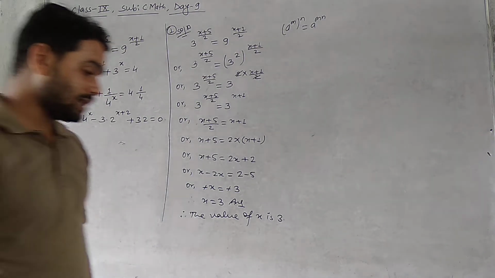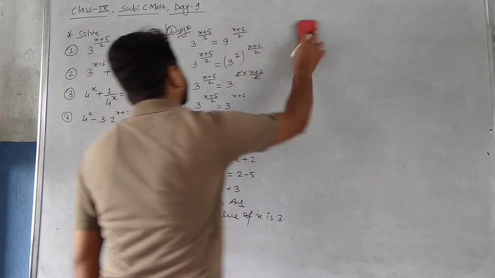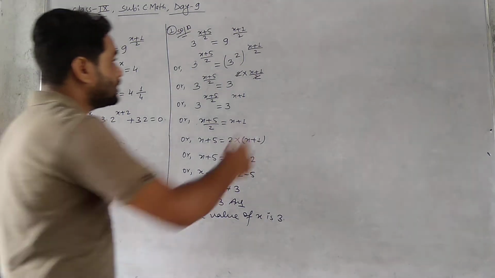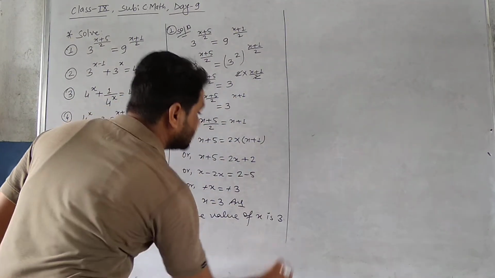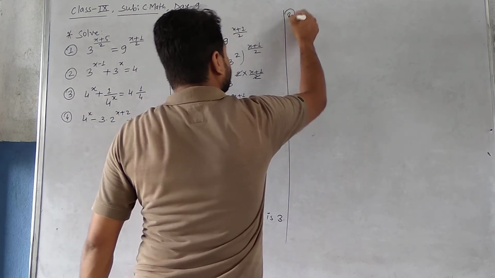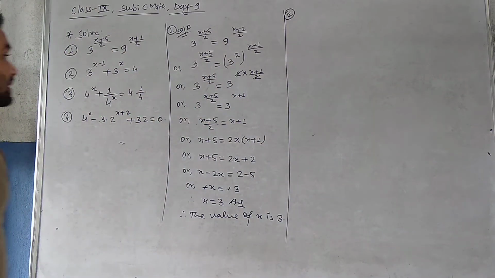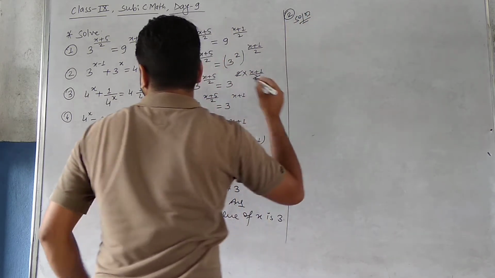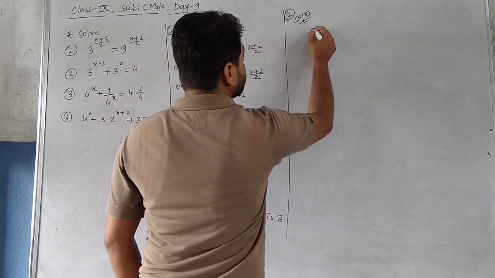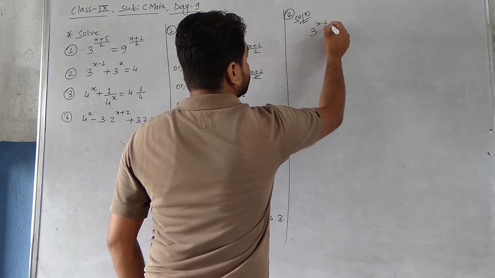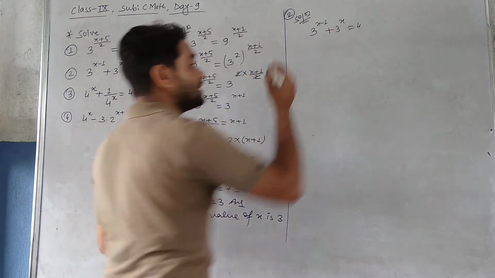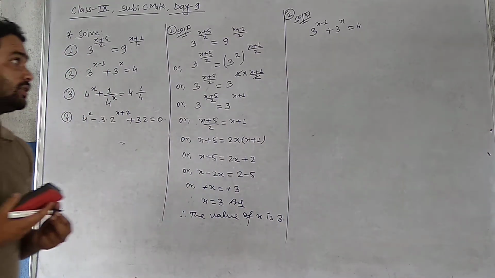This type of question is asked for 2 marks. Similarly, I will do question number 2 here, where we have the space. Let's do question number 2 solution. Our question is 3 power x minus 1 plus 3 power x equals 4. Yes, this is our equation.